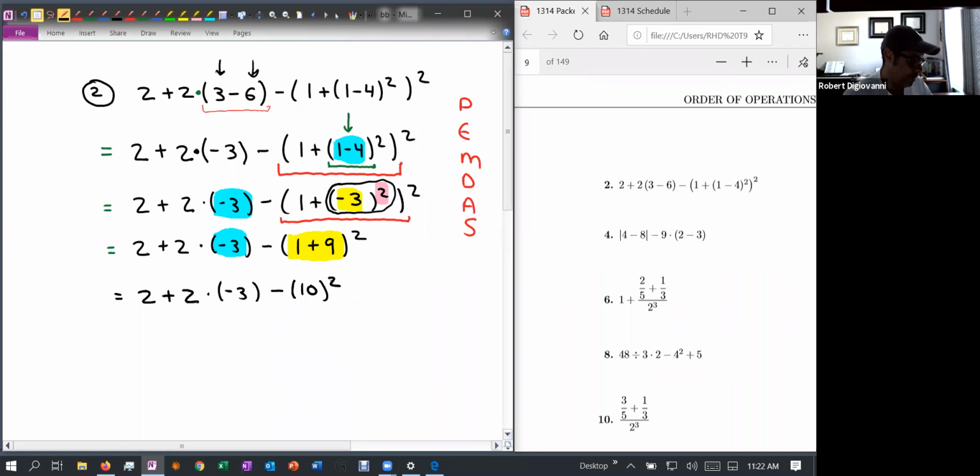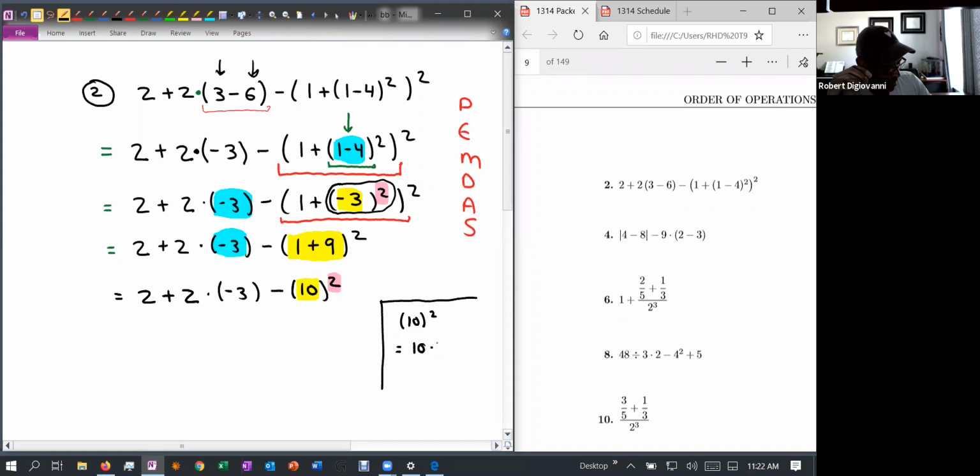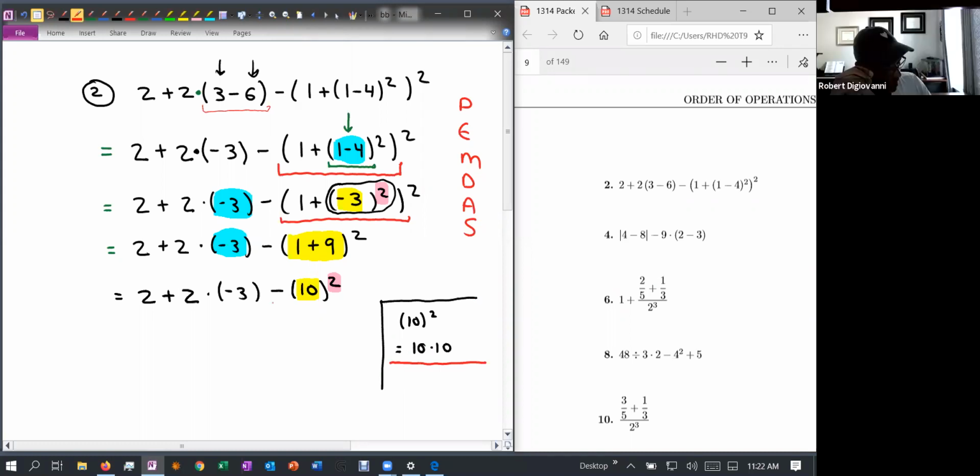All right. Start the process over again. How about parentheses? There's nothing I can do now, right? The -3 can't be simplified. The 2 can't be simplified, so I move on to exponents. I have an exponent here, and that exponent is actually acting on just the 10. This is a critical point right here, because you have 10 being squared, which means 10 times 10. That's 100. You do not have, see that minus sign? That minus sign is not being squared.